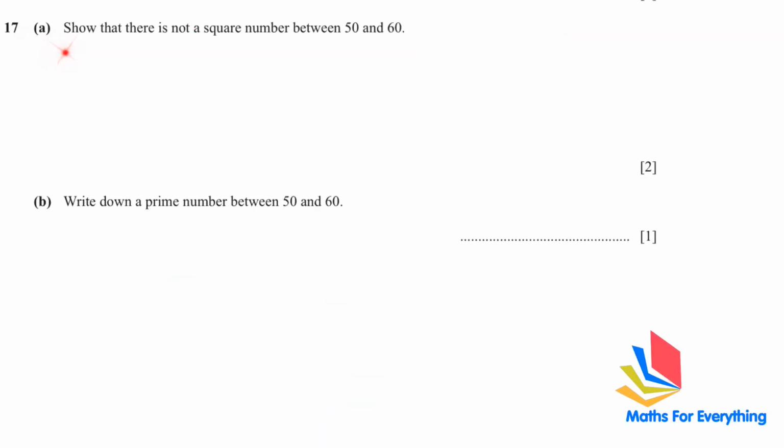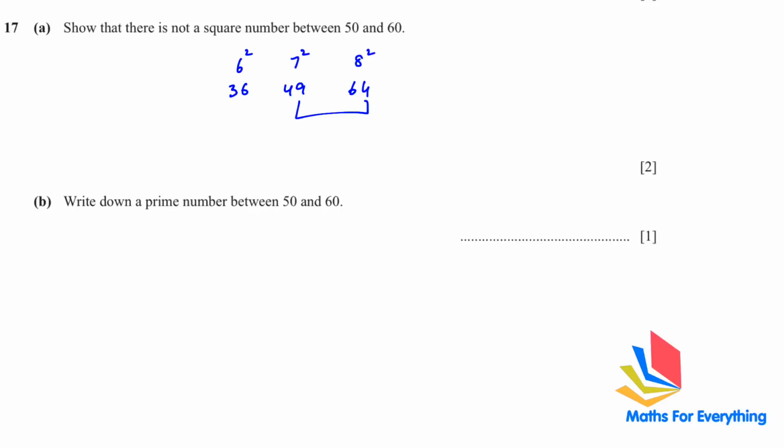Question number 17a. Show that there is not a square number between 50 and 60. Let's write down a few square numbers. 6 squared is 36, 7 squared is 49, 8 squared is 64. So there is no square number between 50 and 60.